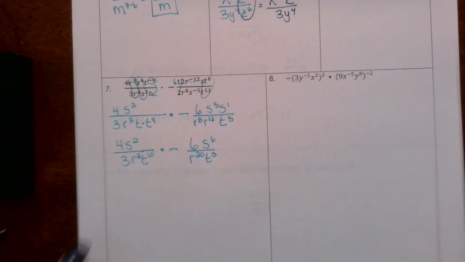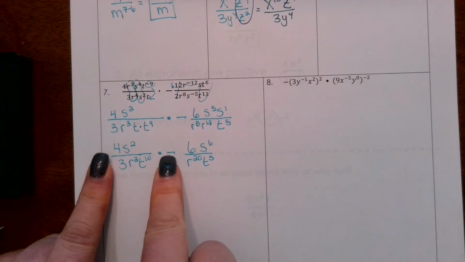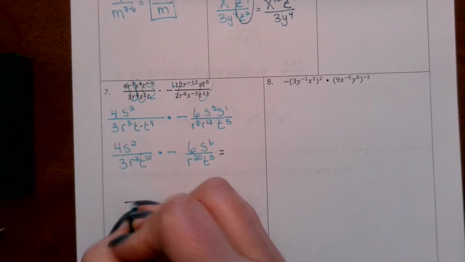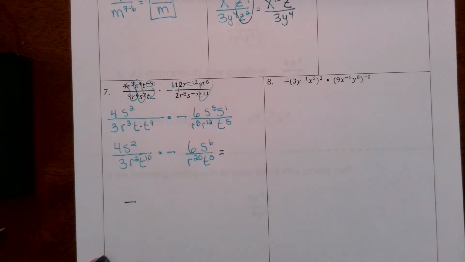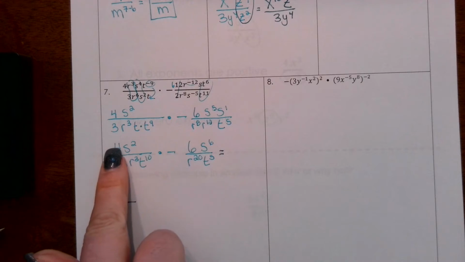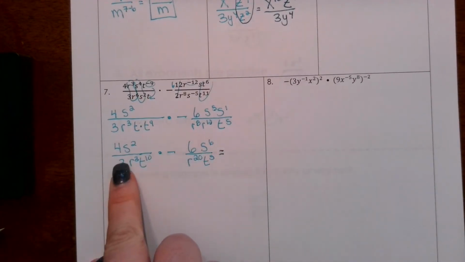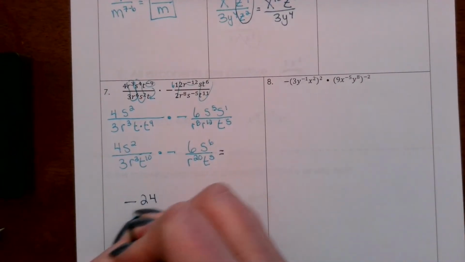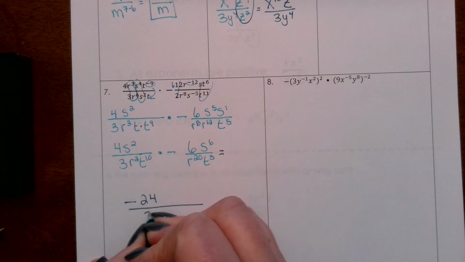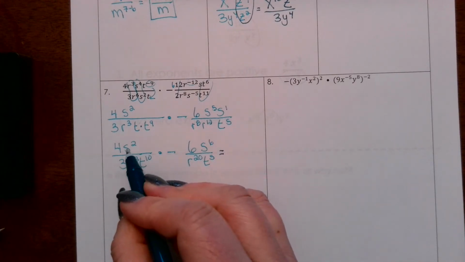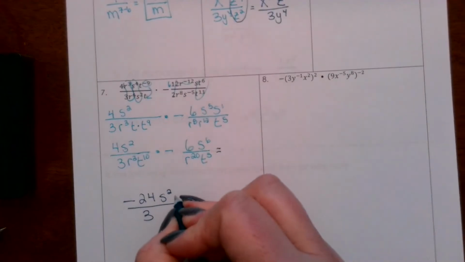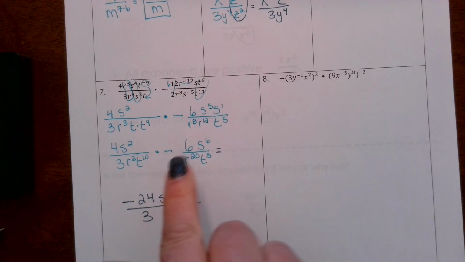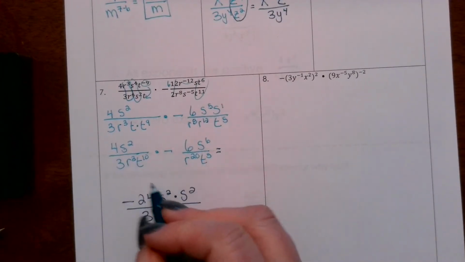Okay, now it's time to multiply. This is a positive fraction times a negative fraction. I know a positive times a negative is negative, right? Now I have a 4 times 6 over 3. 4 times 6 is 24, and 3 times 1 is 3. I have s squared times s to the 6th. So I did 4 times 6 to get my negative 24, 3 times 1 essentially for my 3. I moved my s's together.